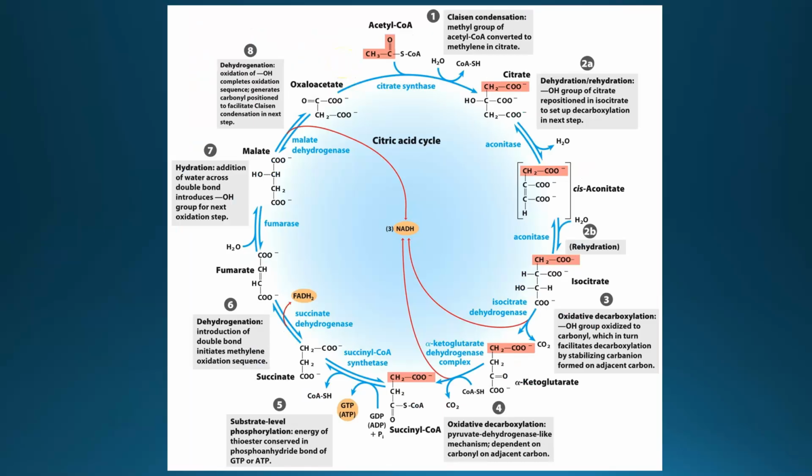This diagram from your textbook describes the chemistry of each of the steps, so that we have a Claisen condensation and elimination and addition, also known as a dehydration and a rehydration. We have oxidative decarboxylations. We have what's called a substrate level phosphorylation, which is when a phosphate is directly transferred from one high energy phosphate to another. We have a dehydrogenation, which is another oxidation reduction reaction, a hydration, which is an addition reaction, and another dehydrogenation, which since it produces NADH, you know that's another redox reaction.